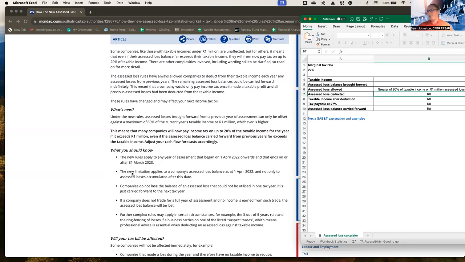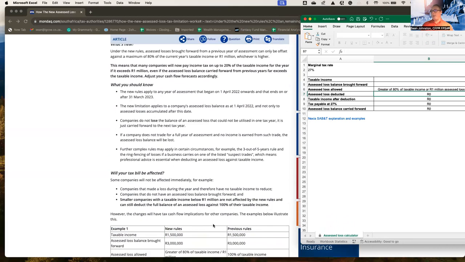The new limitation applies to company assessed loss balances as at the 1st of April 2022, and not only to assessed losses accumulated after this date. Companies do not lose the balance of any assessed loss that could not be utilized in one tax year. It is just carried forward to the next year. And there are a few other rulings and implications here.